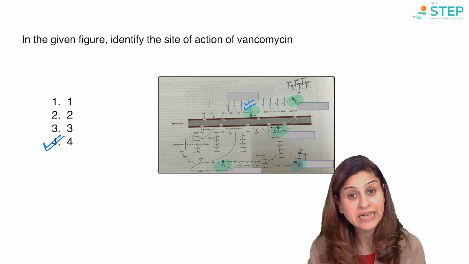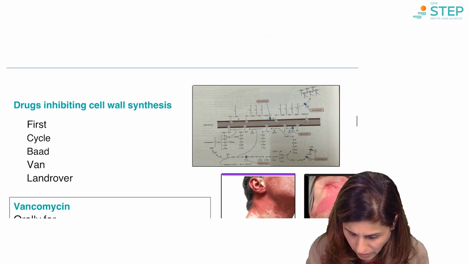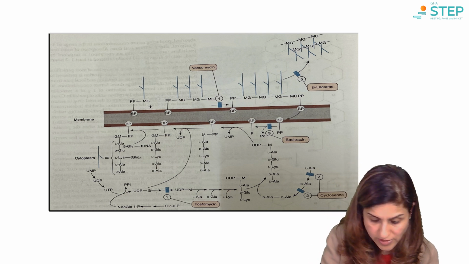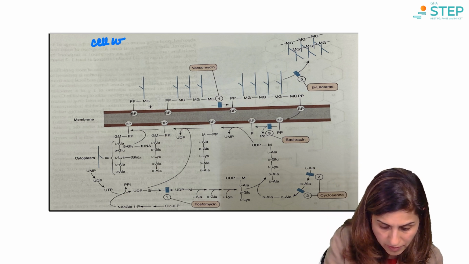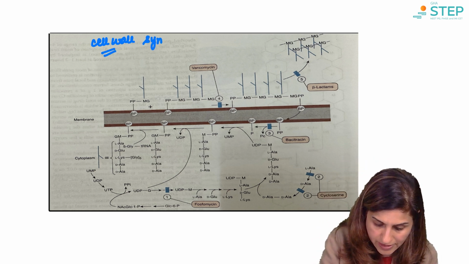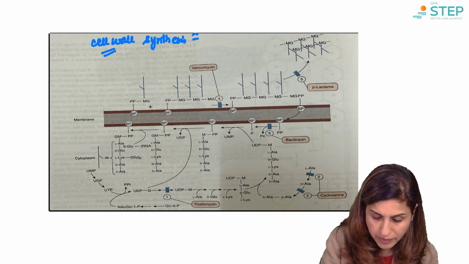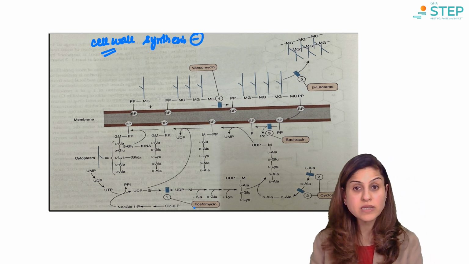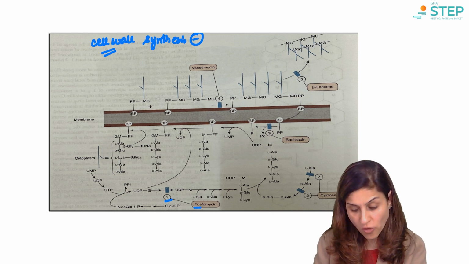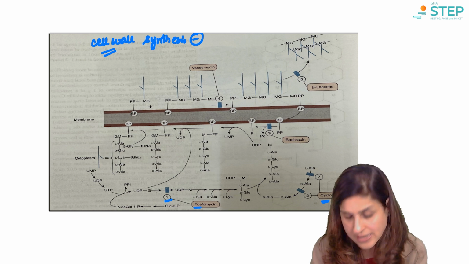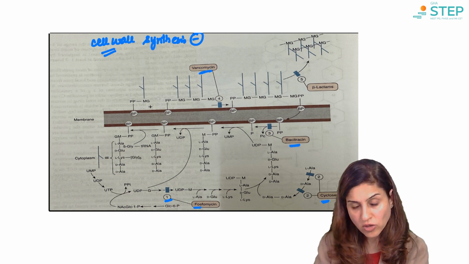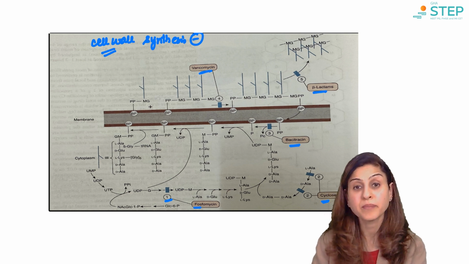So let's just do this in a little bit more detail. So this is this diagram again. So you see the drugs which are acting here. So this is the bacterial cell wall. So all these drugs are cell wall synthesis inhibitors. First is fosfomycin. It acts on the first step of formation of cell wall. Second step, we have cycloserine. Third step, we have bacitracin. Fourth step, we have vancomycin. And the last step, we have your beta-lactams.